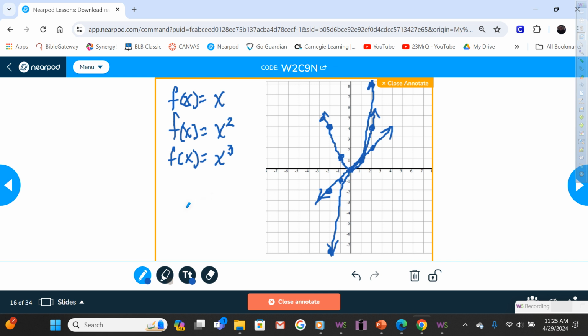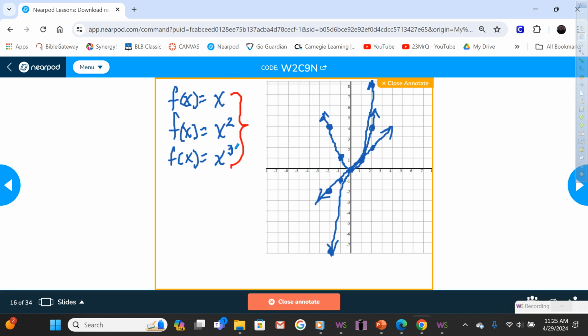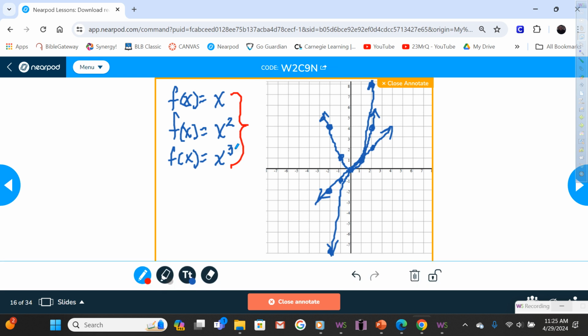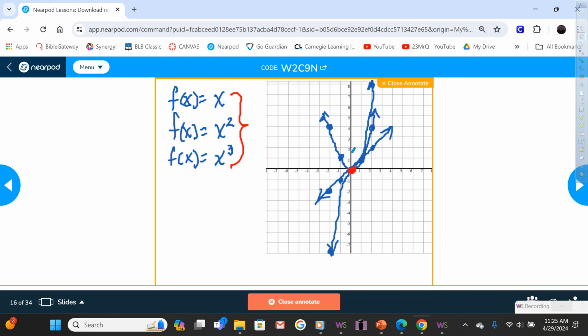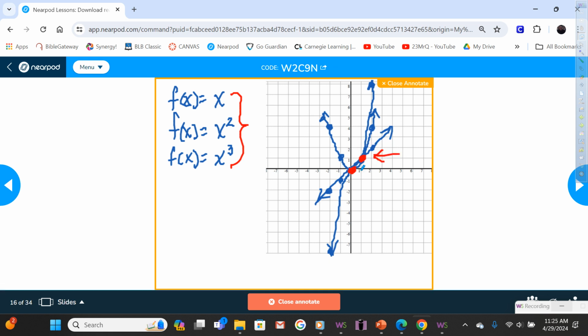So, check this out. Turn to your neighbor and let them know from all these 3 parent functions, what point do all 3 use? Some of you are like, well, Mr. Q, they all use 0, 0. Okay. How about 1, 1? Yes, all of them use 1, 1. And the reason I'm pointing out 1, 1, because check this out.